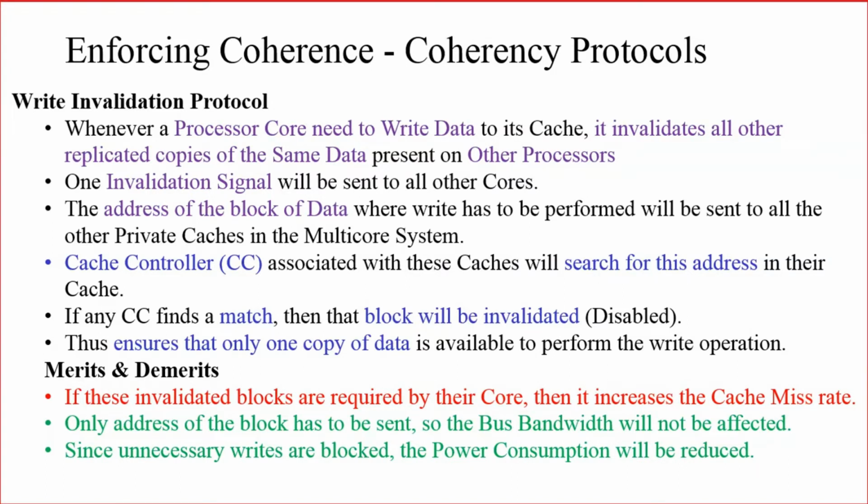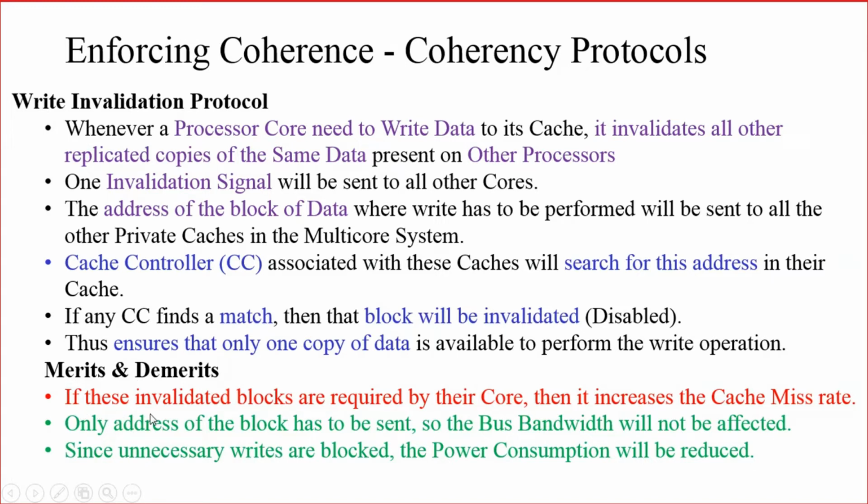If that address is matching, what does it do? The cache controller will invalidate that block or disable the block from the next write or read process, so that we are ensuring that only one copy of data is available for the write operation. This is known as write invalidation protocol. So what are the merits and demerits of write invalidation protocol?